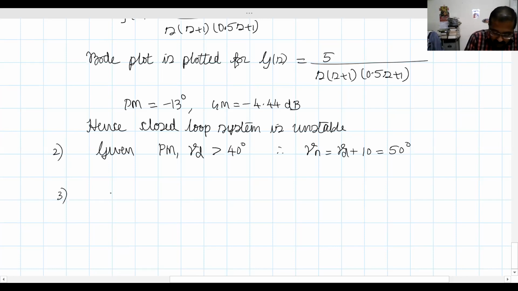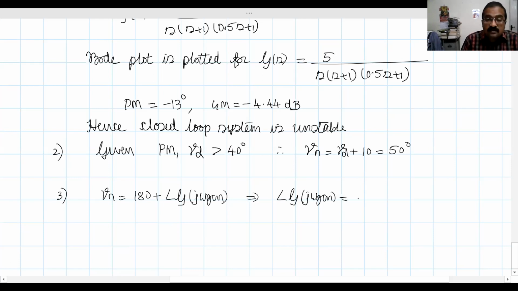Now gamma N is what? 180 plus angle GJ omega GCN, the new gain crossover frequency. It means angle GJ omega GCN must be equal to gamma N minus 180, or minus 130 degrees. Okay, so you can straight away calculate the angle from this omega GCN.